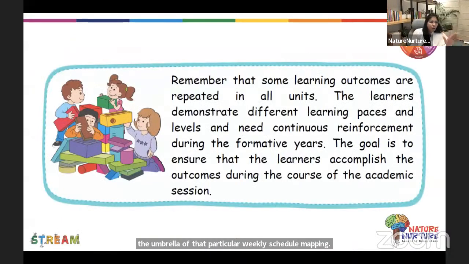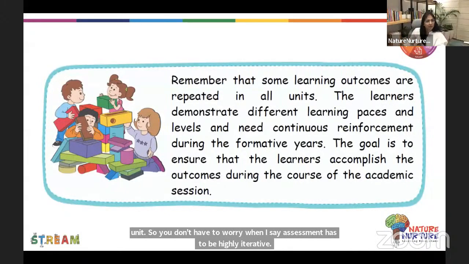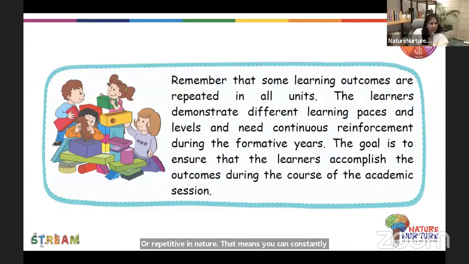Next, some learning outcomes are constantly repeated in every unit. So you don't have to worry. When I say assessment has to be highly iterative or repetitive in nature, that means you can constantly keep revisiting. If my child is not able to speak in complete sentences in unit 1, however, when I look at the learning outcome document, I see it there also. So there's nothing to worry.